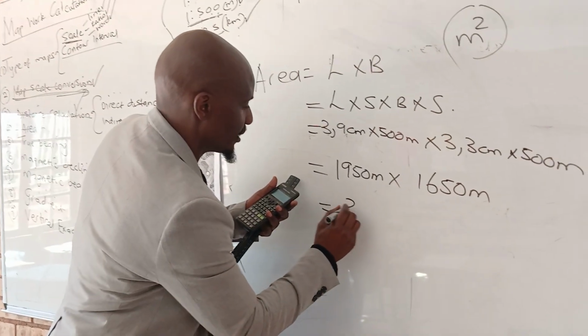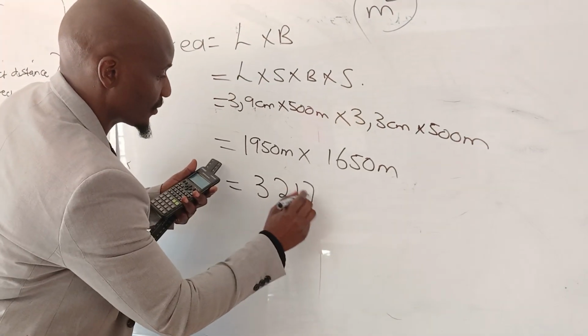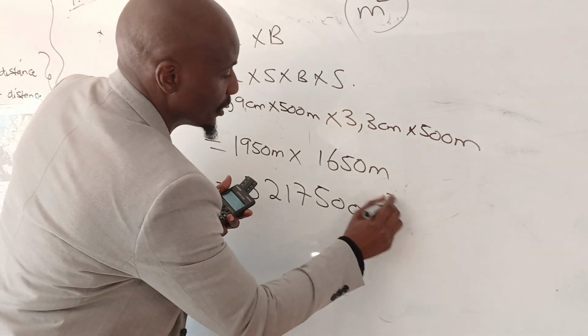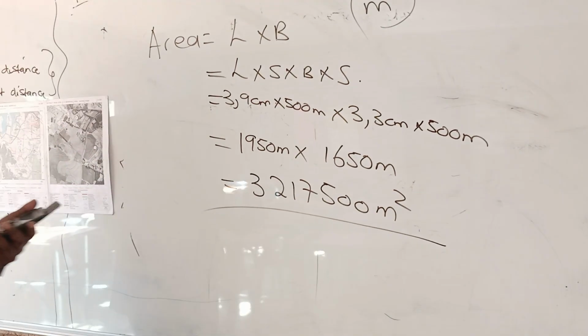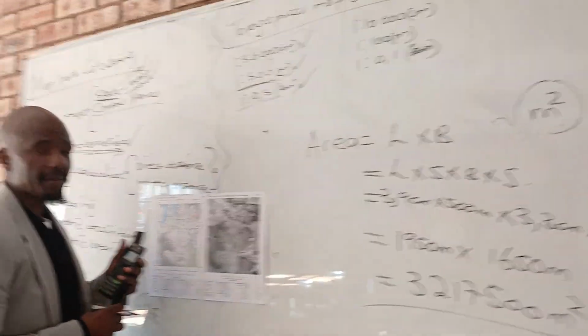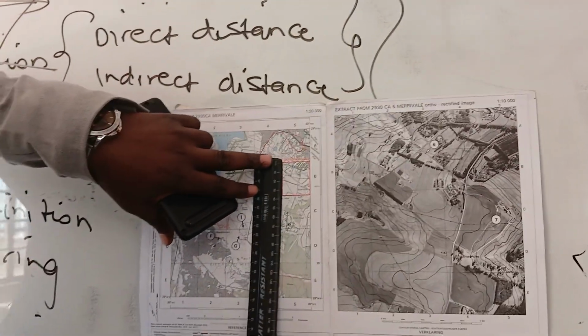We get 3,217,500. This is in square meters. How did we get to this answer? Remember we measured the area that is covered by the orthophoto on our topographical map.